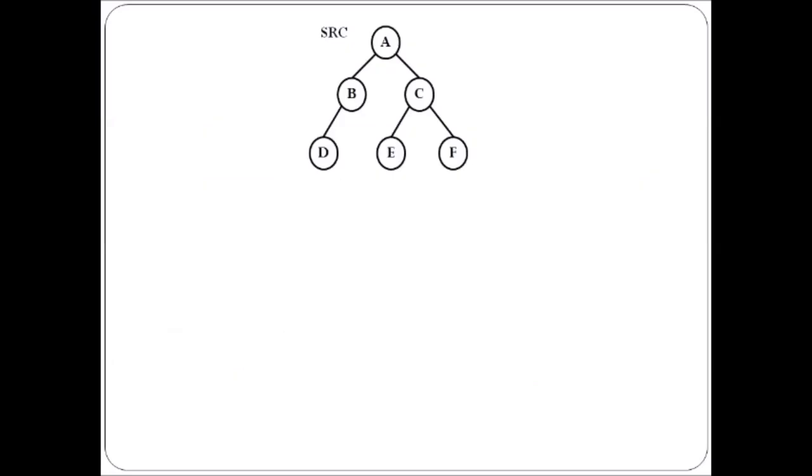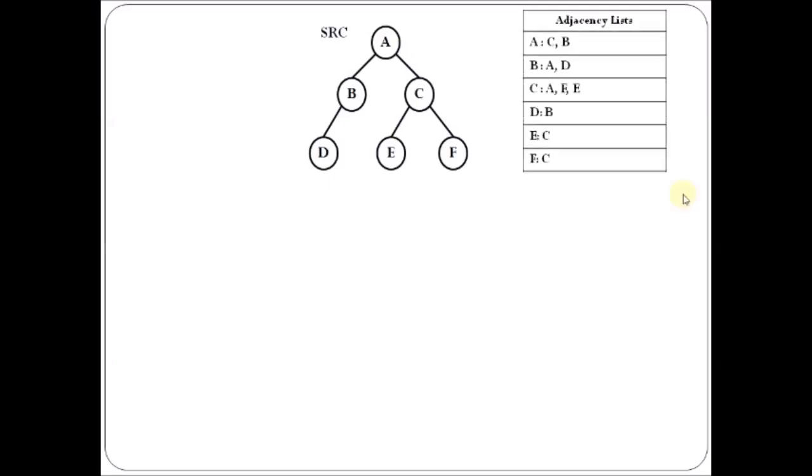Consider the given example. In that case, node A is given as the source node and we have to apply DFS to the given graph. In order to apply DFS, the first step is to calculate the adjacency list. How to calculate the adjacency list I have already discussed in my previous videos. Two nodes are said to be adjacent if there exists a direct path between them. So, the adjacency list for the given graph is given this way.